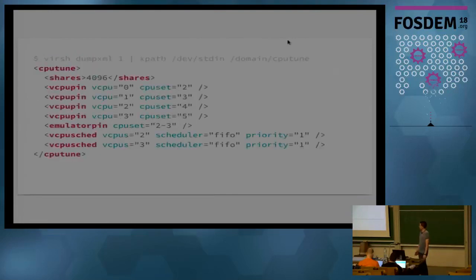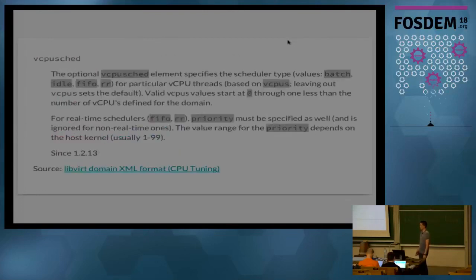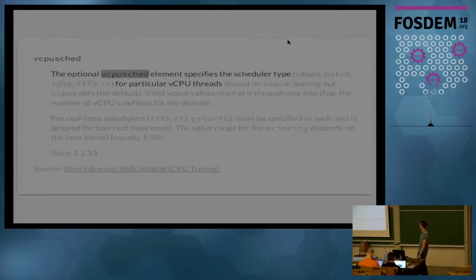The other one then is the vCPU scheduler attribute. This is, again, another optional element, and what this determines is the scheduler type that your CPU threads are going to be using. Under normal circumstances, this will just use the standard scheduling process that whatever your host is using. Naturally, we don't want that. What we want is FIFO or one of the real-time priorities to be applied.